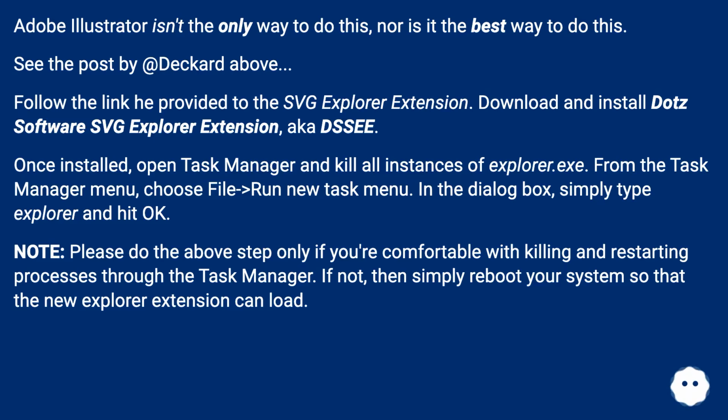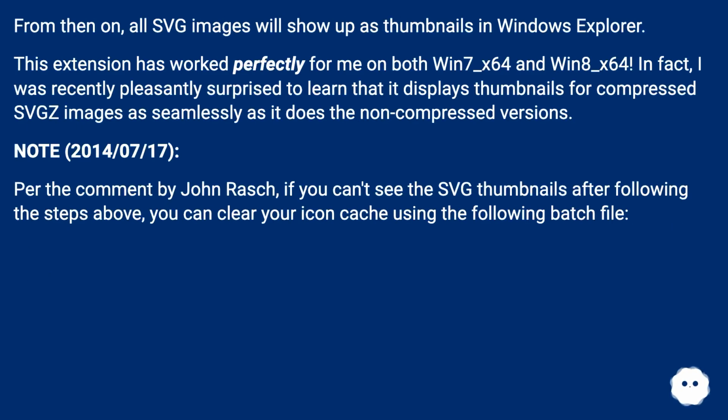Note, please do the above step only if you're comfortable with killing and restarting processes through the Task Manager. If not, then simply reboot your system so that the new Explorer extension can load. From then on, all SVG images will show up as thumbnails in Windows Explorer. This extension has worked perfectly for me on both Win7_x64 and Win8_x64. In fact, I was recently pleasantly surprised to learn that it displays thumbnails for compressed SVGZ images as seamlessly as it does the non-compressed versions.